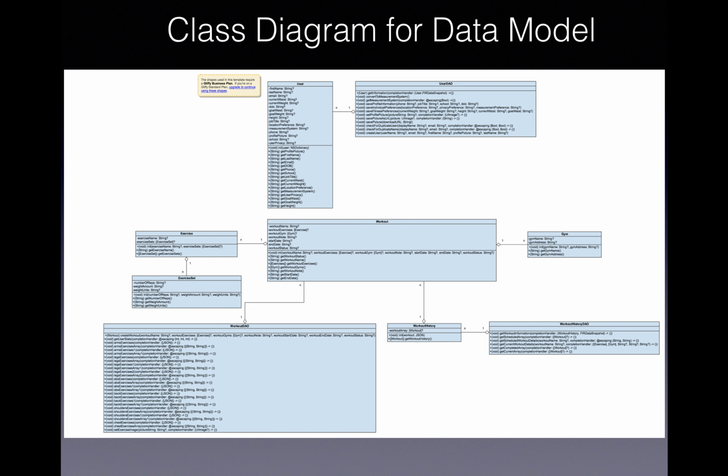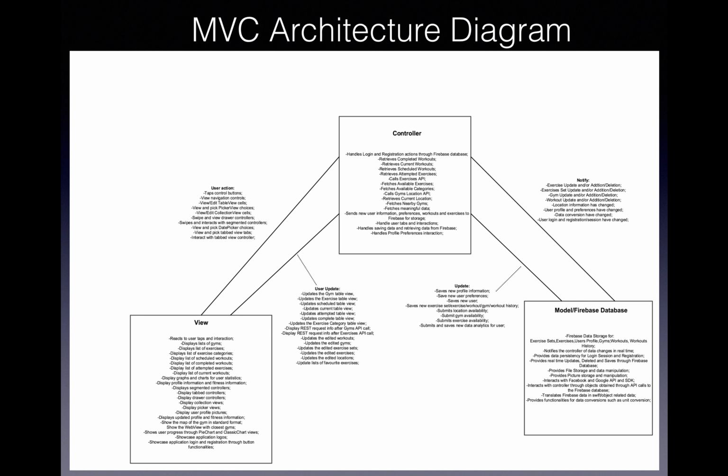The data model described here is the bread and butter of the database functions in my application. All the database retrieval, editing, and saving is done here, as well as the API calls, in order to abide to the MVC architecture model. In a similar fashion, we have the MVC architecture diagram shown here.